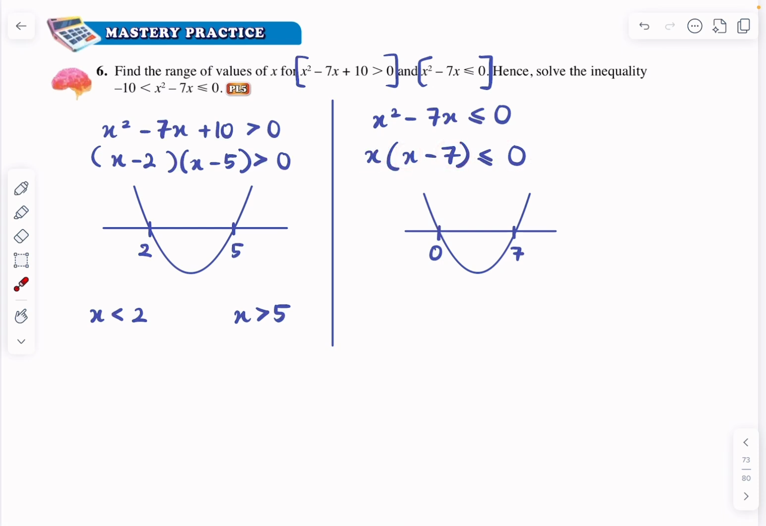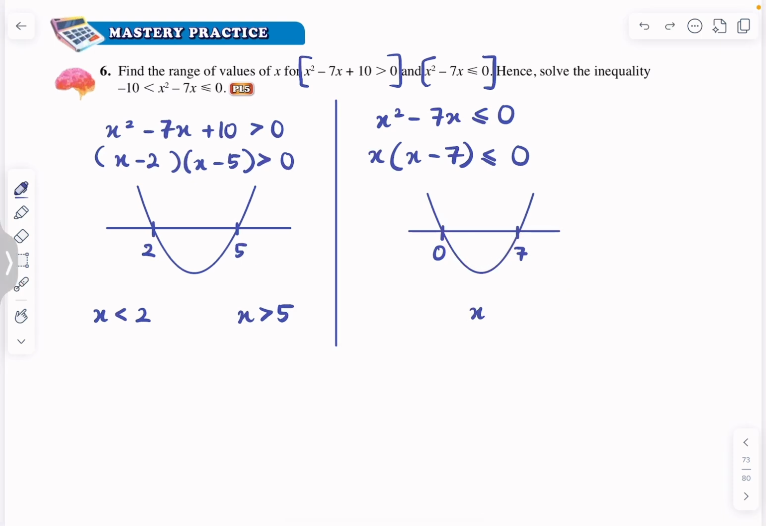Now it's less than or equal to 0. So this is 0. Less than means here. So our range of x would be between 0 and 7. So x exists between 0 and 7. But since here it is less than or equal to, here we also have to add equal to.